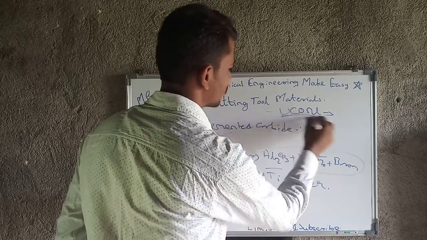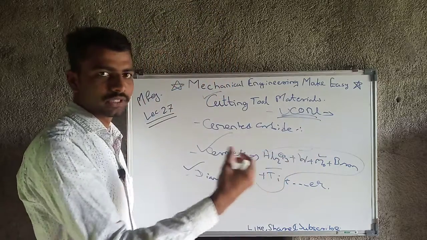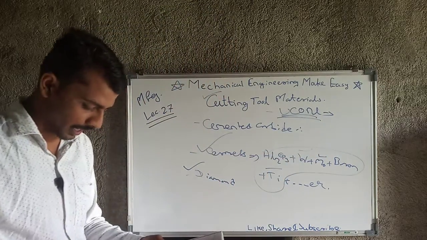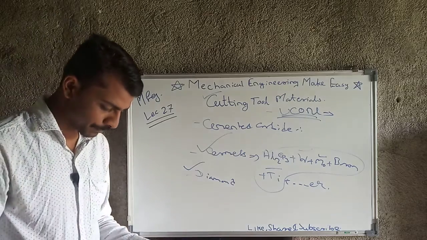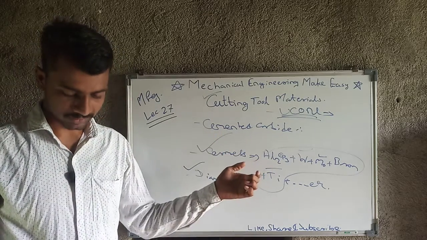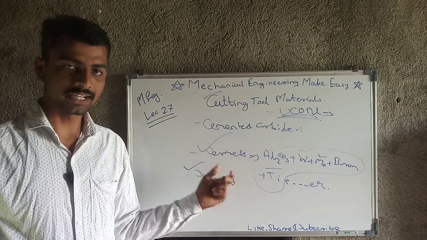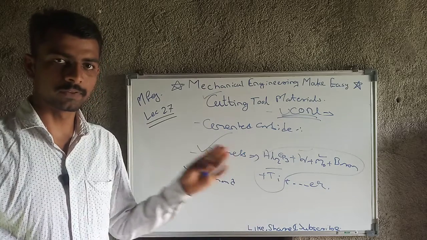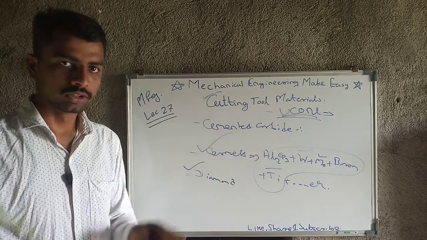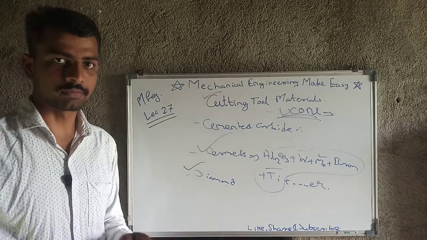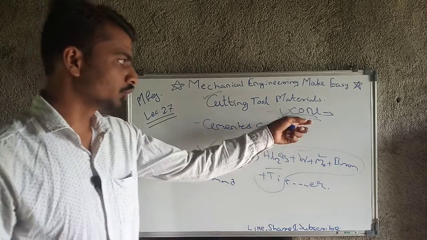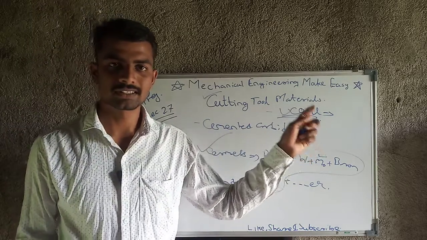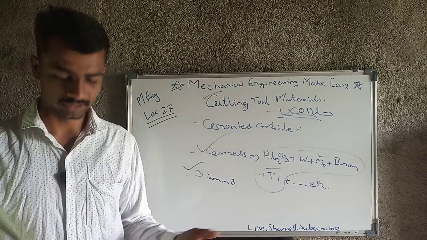Yukon is a very special material developed by Union Carbide in the USA, and it contains majorly columbium 50%, titanium 30% and tungsten 20%. Columbium 50%, titanium 30% and tungsten 20%. This is the constituent of Yukon, which was developed by Union Carbide in the USA.